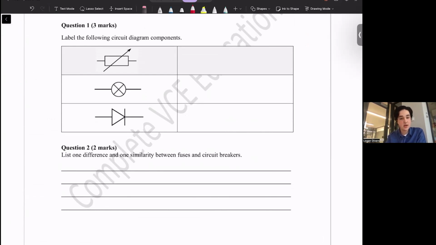Now we have a resistor here, and we have a line going through it. What is this? It is a variable resistor. With a circle and a cross going through it instead, this one is a light globe. We have a disclaimer about that one, but I will elaborate on that after the next one, which, for those paying attention, I probably would have spoiled already. It's a diode.